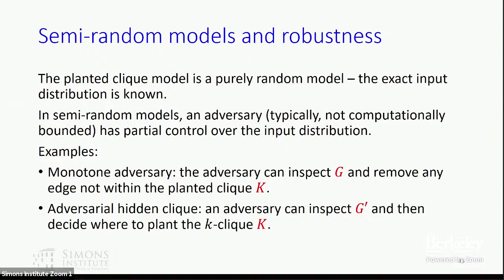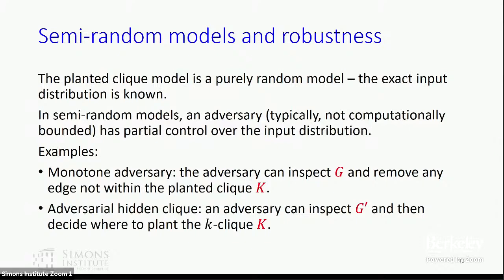The other advantage comes when you look at what's known as semi-random models and the issue of robustness. The planted clique model is a purely random model. The exact input distribution is known. In semi-random models, there's some adversary, which typically is not computationally bounded, that has partial control over the input distribution. Let me give two examples. One example would be a monotone adversary. You plant a random clique in a graph, and then the adversary can inspect the graph and remove edges which are not inside the clique.